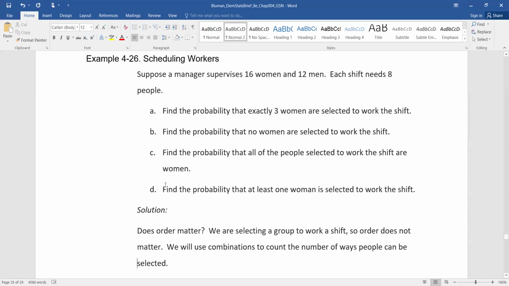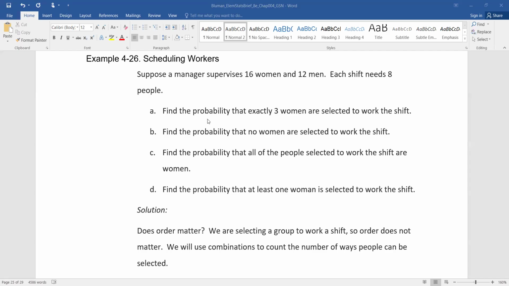So I'm going to put most of my work on this page here. You can see a breakdown of the things you want to work through. The issue with this is, again, you have to determine: does order matter? If order matters, then we're selecting a group to work a shift. If order doesn't matter, then it's going to be a combination. So if order matters, permutation; order doesn't matter, combination.